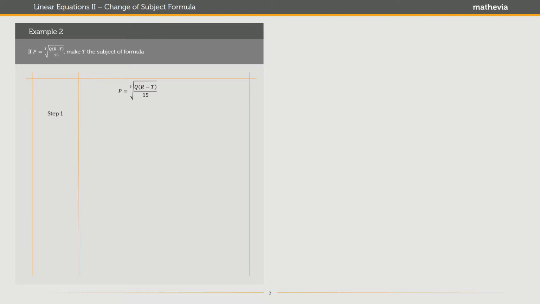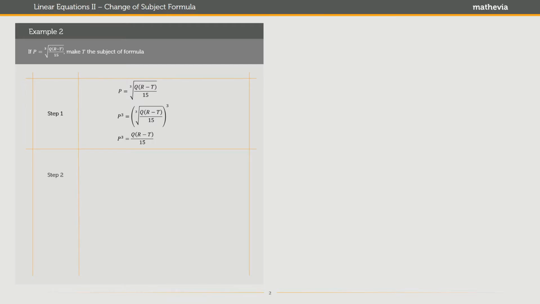Like I said, if you're looking to get rid of a square root, you square. Now if you're looking to get rid of a third root, you raise both sides to the power of 3. So you have p cubed equals the third root of everything that you have there, all cubed. When you do that, you have p cubed equals q multiplying r minus t over 15, and now we have gotten rid of our third root.